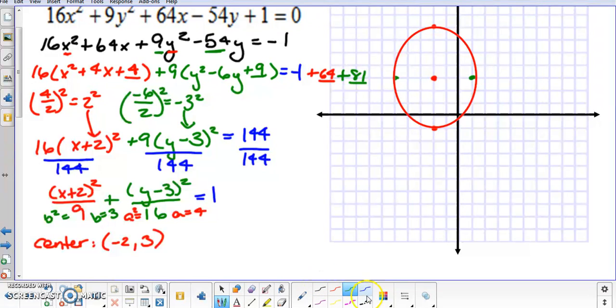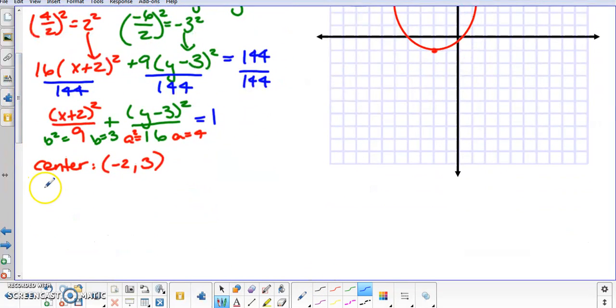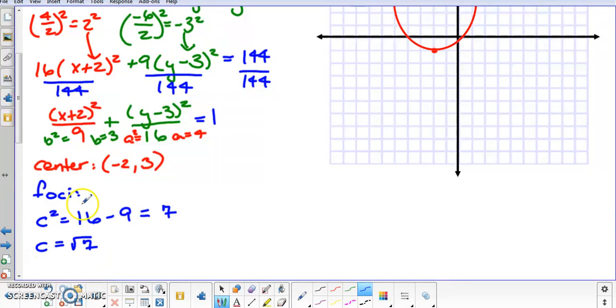And then I've got to find my foci, which in order to find the foci, I have to figure out what c squared is. So I've got to go c squared equals a squared minus b squared. A squared is 16, b squared is 9. So that's going to get me 7. So c equals the square root of 7.